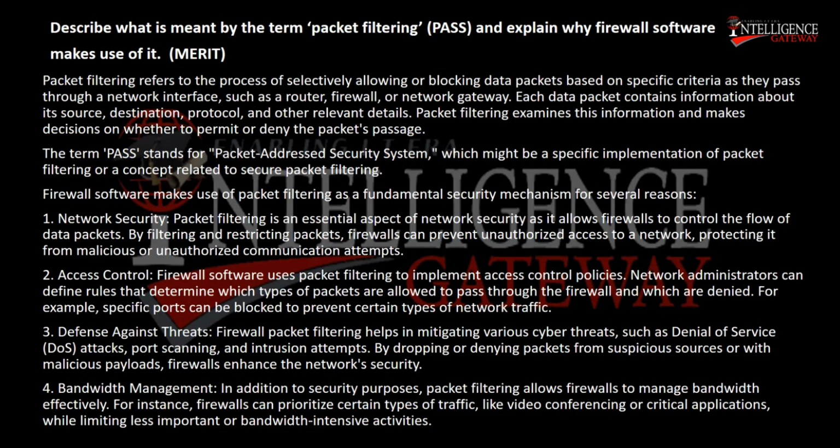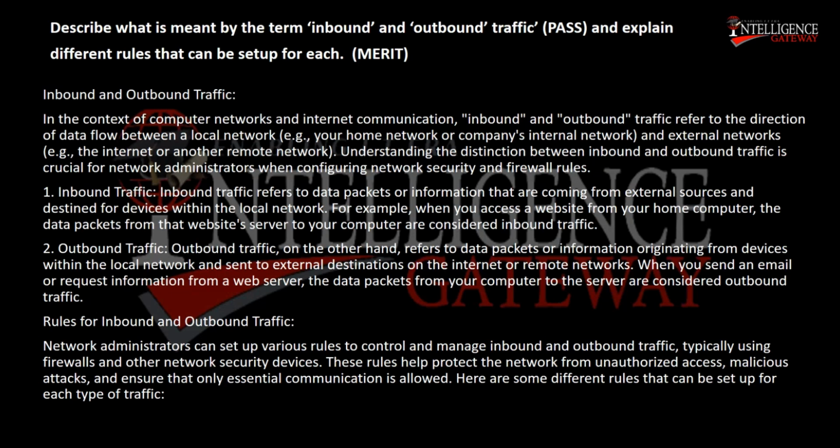bandwidth-intensive activities. Describe what is meant by the term inbound and outbound traffic, and explain different rules that can be set up for each. Inbound and outbound traffic, in the context of computer networks and internet communication. Inbound and outbound traffic refer to the direction of data flow between a local network, e.g., your home network or company's internal network, and external networks, e.g., the internet or another remote network.